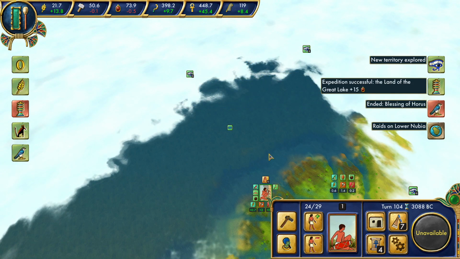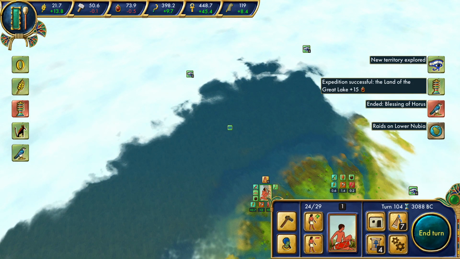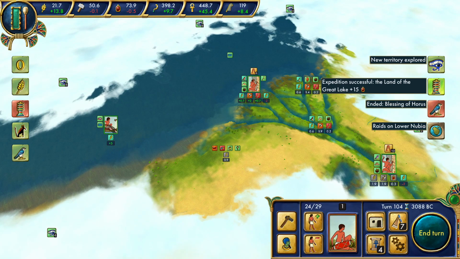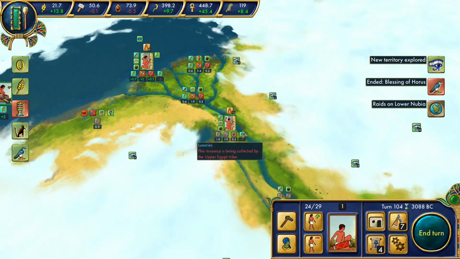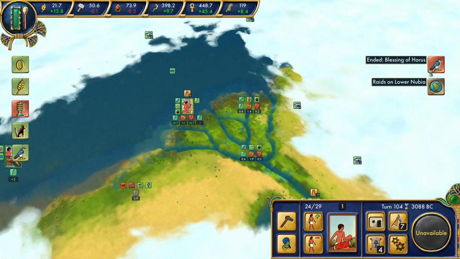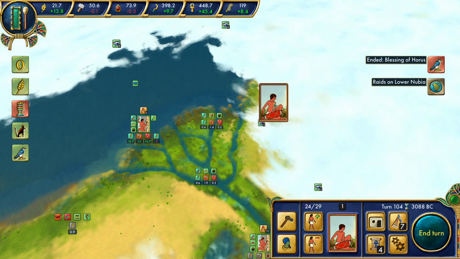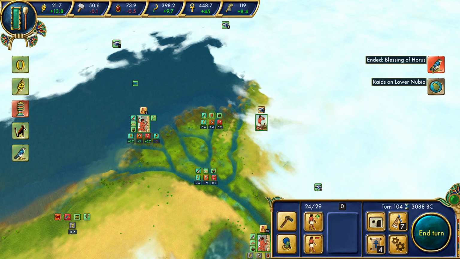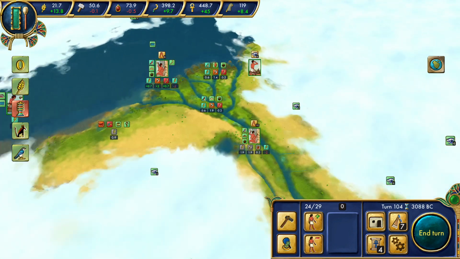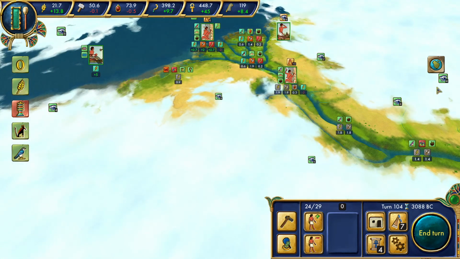There's a whole lot of nothing there. And we have finished our expedition here. Another one has begun, so we're going to want to keep exploring. I think I'll move over this way. Horus is over. I'm going to save my favor for now. We'll see why a little bit later.